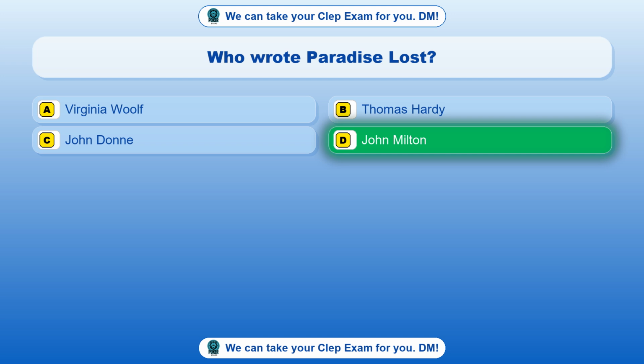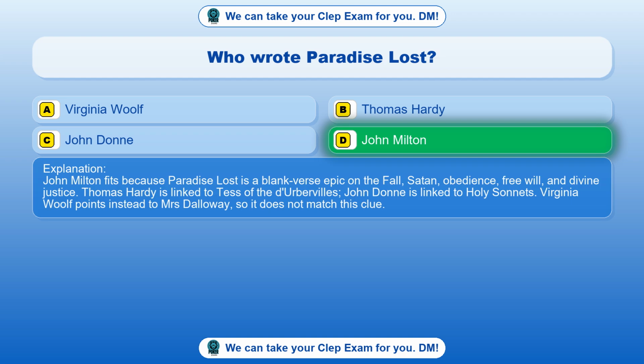John Milton. John Milton fits because Paradise Lost is a blank verse epic on the fall, Satan, obedience, free will, and divine justice. Thomas Hardy is linked to Tess of the D'Urbervilles. John Donne is linked to Holy Sonnets. Virginia Woolf points instead to Mrs. Dalloway, so it does not match this clue.